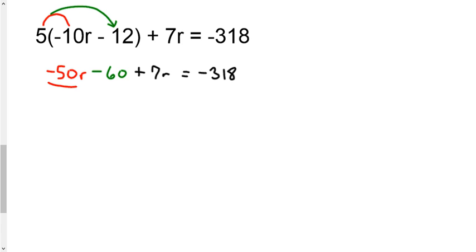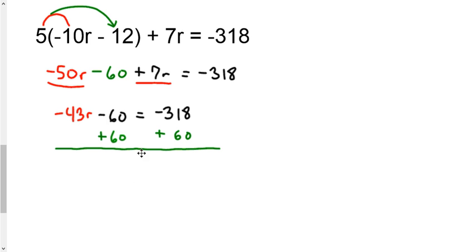Now, negative 50r does have a like term, and it's the plus 7r, so negative 50r plus 7r is negative 43r. Then we can just pull down, again, everything else that we have not used. There's nothing to combine with the negative 60. And now we have our two-step equation. Just be careful with the steps and you should be just fine.